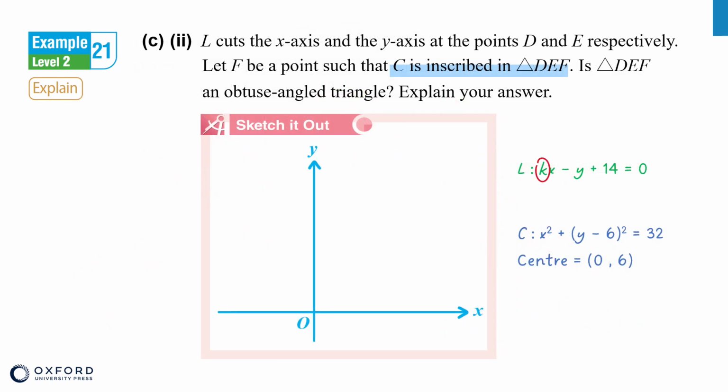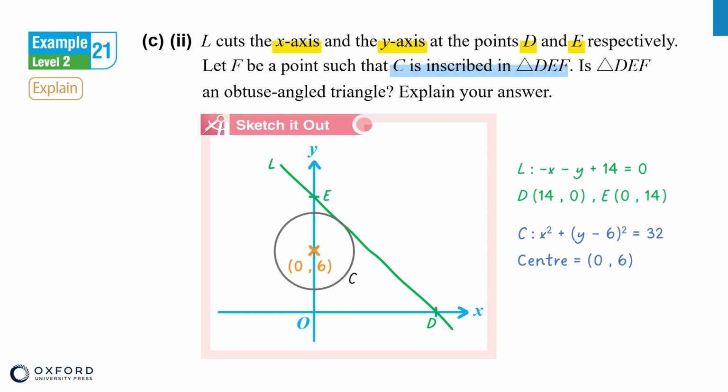The value of k was found to be -1, so the equation of L is -x minus y plus 14 equals 0, which has a negative slope. D is on the x-axis, so its coordinates are (14, 0). E is on the y-axis, so its coordinates are (0, 14). Mark the approximate positions of D and E and sketch a graph of L. Then, mark the approximate position of the center of C at (0, 6). C is a circle that touches L, so it's something like this.